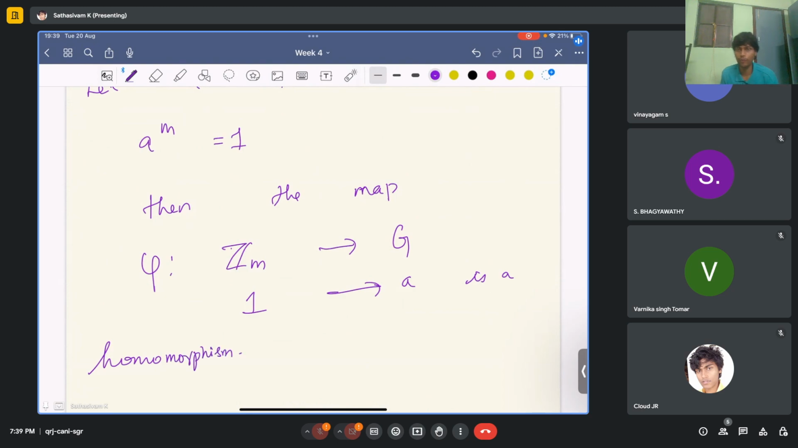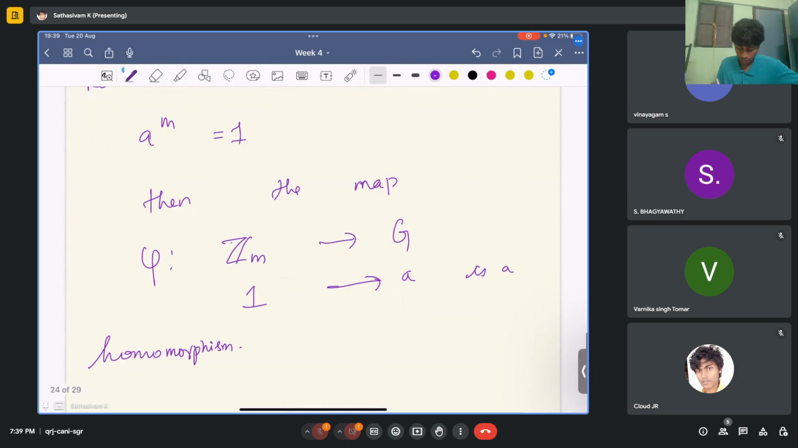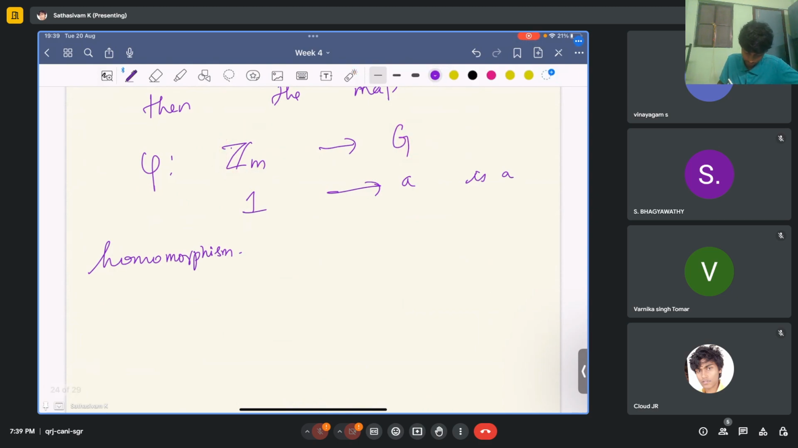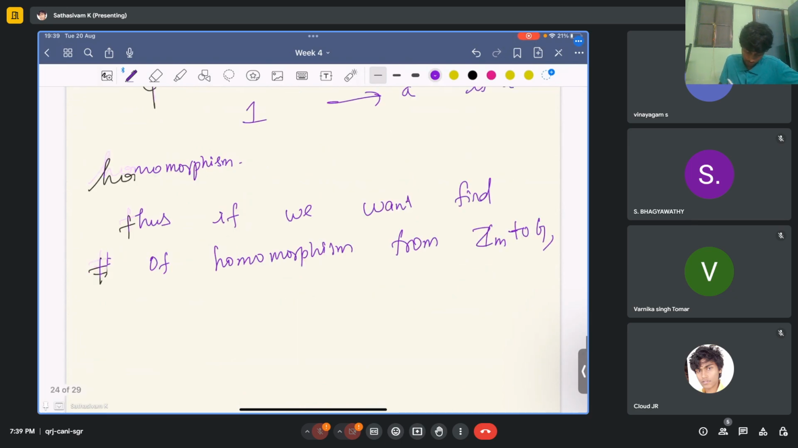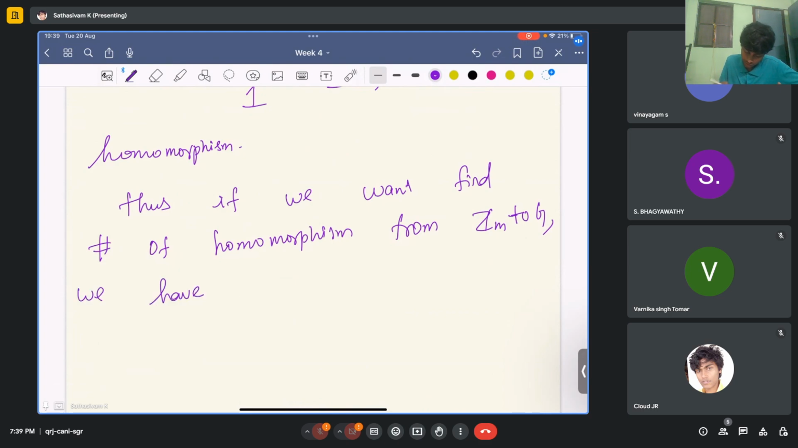So if you want to find the number of homomorphisms from the cyclic group Zm to G, what we have to do is find the number of elements A in G which satisfy the following: A to the power m is equal to the identity.